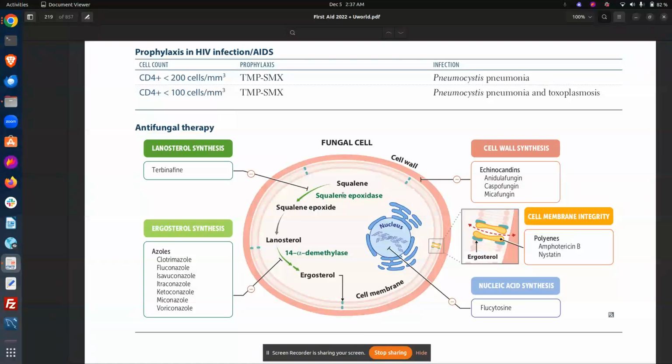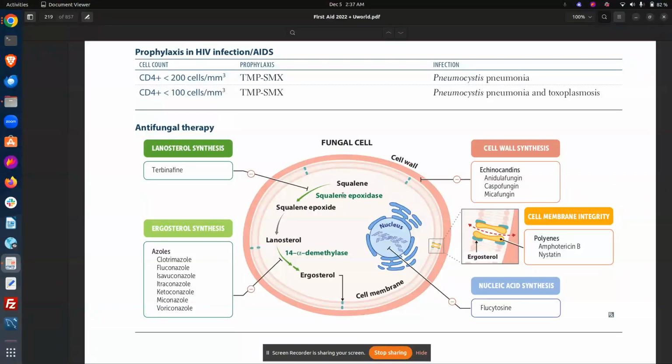I will go from inward to outward of this diagram, and we will discuss each class of antifungal therapy in detail. First, I will start with terbinafine. But before that, I'll discuss the basics so that you know the mechanism of action of every class of drug.